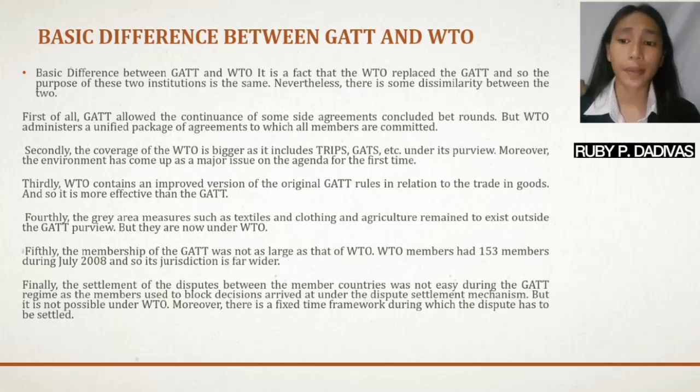framework. So in summary, while the World Trade Organization and the General Agreement on Tariffs and Trade share a common goal, the World Trade Organization has a broader scope, a more extensive membership, and more effective rules for trade in goods, dispute settlement, and environmental issues.